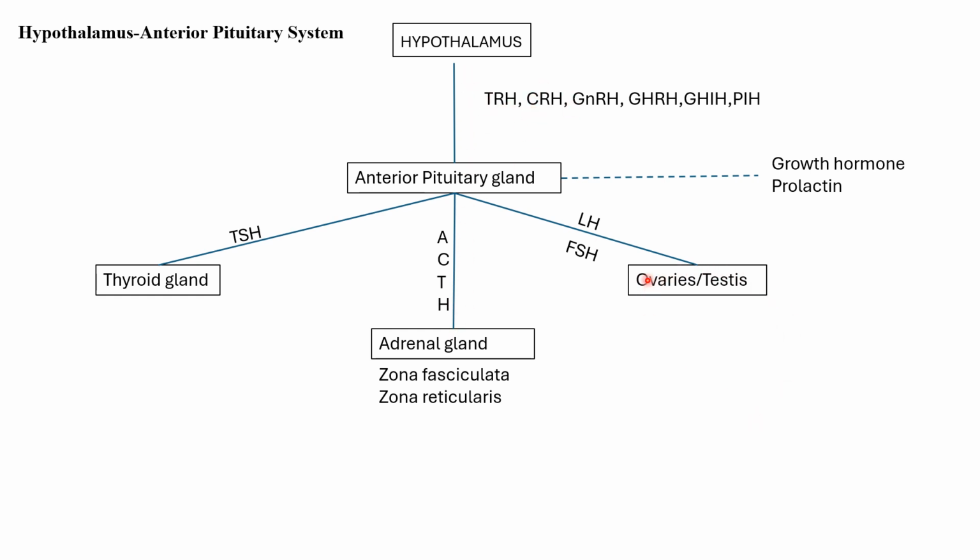And similarly, for FSH and LH, we will start with the hormones of the ovaries and the testes. If there is too much estrogen, progesterone, and testosterone, then we will see what is the level of FSH and LH, and then we will see what is the level of GnRH. So these three are affected by the anterior pituitary. If the problem is here, it is primary pathology. If the problem is here, this is secondary pathology. If the problem is here, this is tertiary pathology.